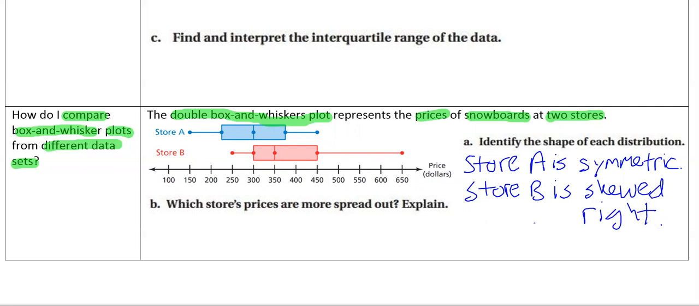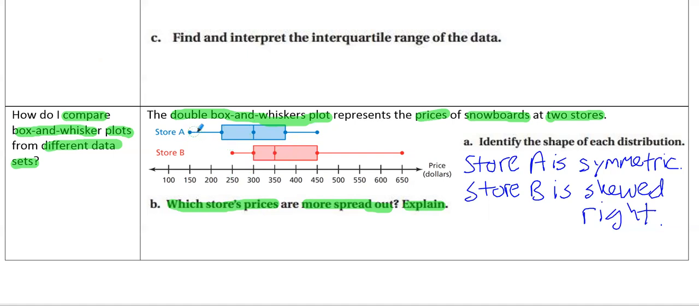Okay, now, next question. It says, which store's prices are more spread out? Explain. How can we determine how spread out a data set is? There are 2 ways. We can use the range or the IQR. We could also use the MAD, but we can't actually build the data sets from what we have because we don't know what those 25% of the data, for instance, between the first quartile and the median, were. We just know 25% of the data is here. So we can use the range or the interquartile range.